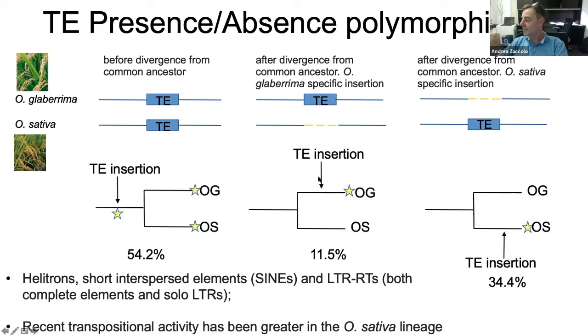How many of them inserted just in the Oryza glaberrima lineage, and how many in the Oryza sativa one? In the case of glaberrima, 11.5%. In the case of sativa, 34.4%. And basically, it is confirmed that the recent transpositional activity has been greater in the domestic rice lineage.